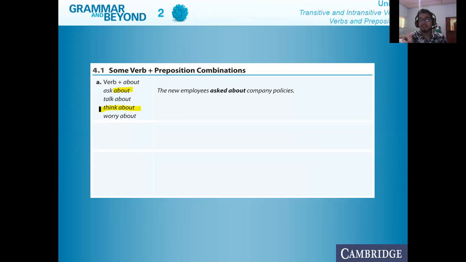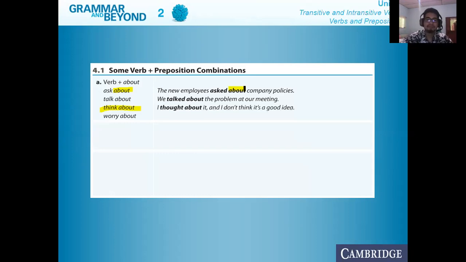We have the following. The new employees ask about the company policies. Ask about what? Company policies. Why? Because here, the preposition is taking an object, that is the company policies. We talk about the problem at our meetings. Okay, we talk about what?